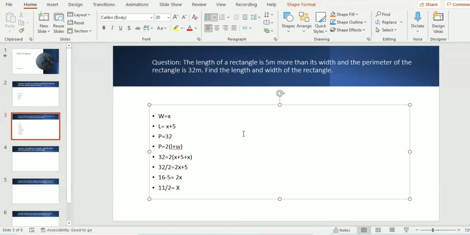width. So by putting this value of x in the length, we are going to find out the length. So length is equal to 11 divided by 2 plus 5. Here we are going to take the LCM, and 5 is going to multiply with 11. As we know the rule of the LCM, we are going to just apply it here.